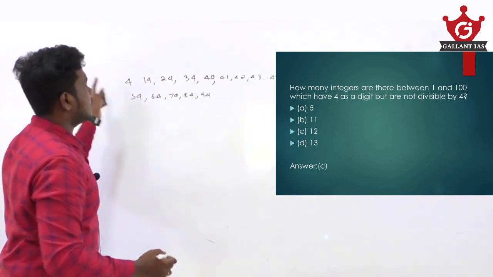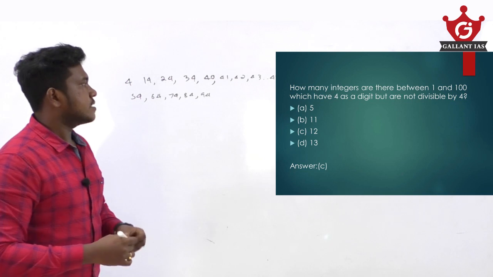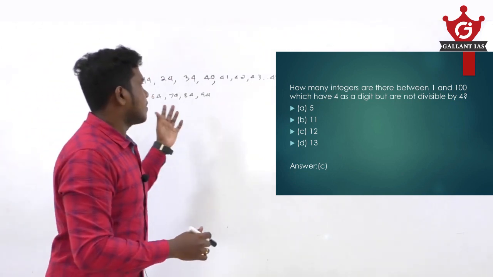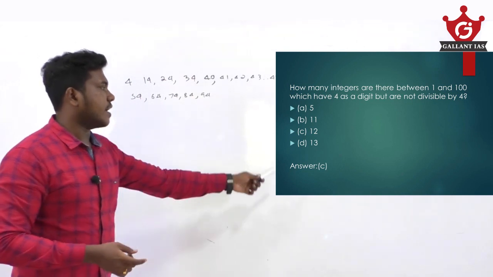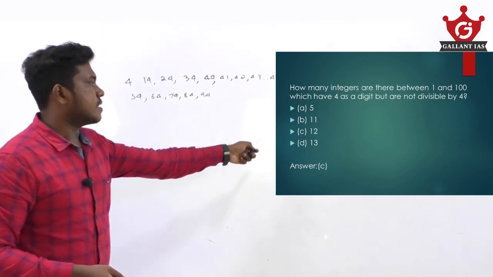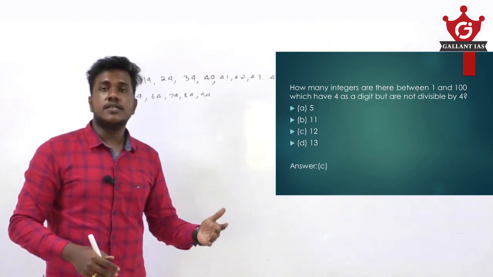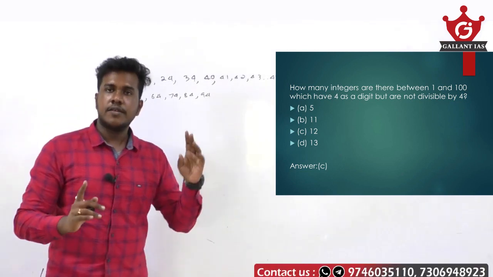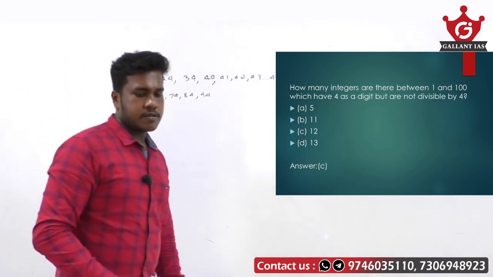So from 1 to 100 this many integers contain the digit 4, and you just check which of these numbers are divisible by 4. It's very easy, right? And you will get the answer as C, that is 12. There are 12 integers between 1 and 100 which contain the digit 4 and which are not divisible by 4. Now let's move on to the next question.